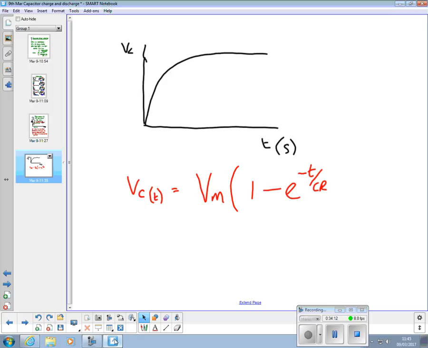The way this formula works is that this bit is always worth a little bit. That can never be 0. No matter how long we go on for, that bit, e to the minus t over CR, will never be 0. Therefore, although we got Vm there and we got 1, we're always taking a little bit off 1, and therefore the capacitor voltage will always be a little bit less than 10 volts.